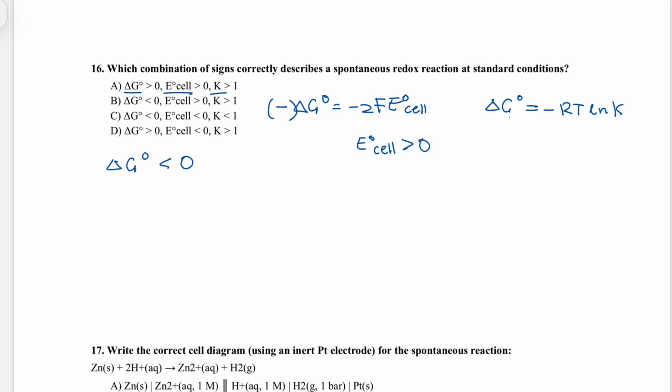And then for K, we do the same thing. This is negative, which means that because we have a negative here, ln K has to be positive, and then K has to be greater than 1 for this to happen. And that's how we figured it out. So the one that matches everything that we found is B.